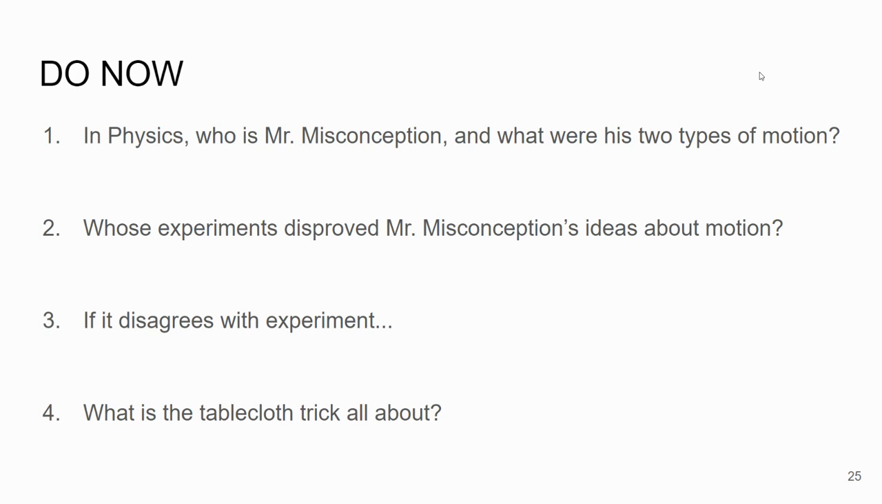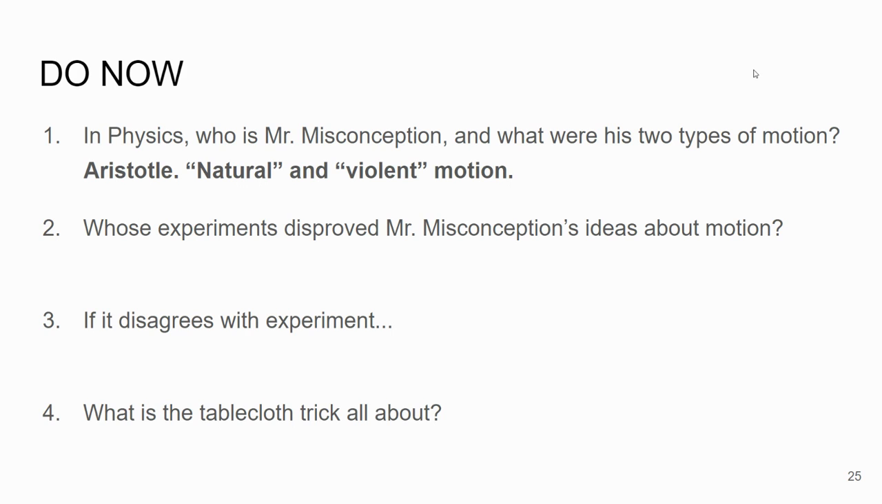So, in physics, who is Mr. Misconception, and what were his two types of motion? That is Aristotle. Aristotle, yeah, he proved the Earth was round. He had evidence-based arguments for that. But in physics, he had lots and lots of misconceptions, and his ideas about physics were wrong.